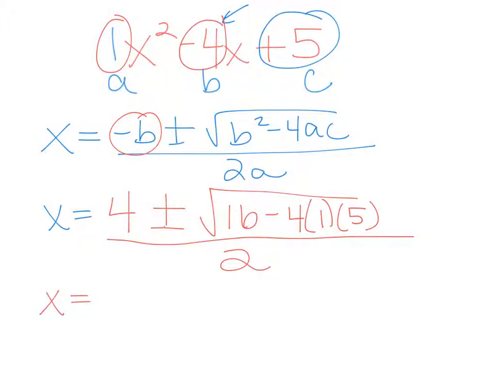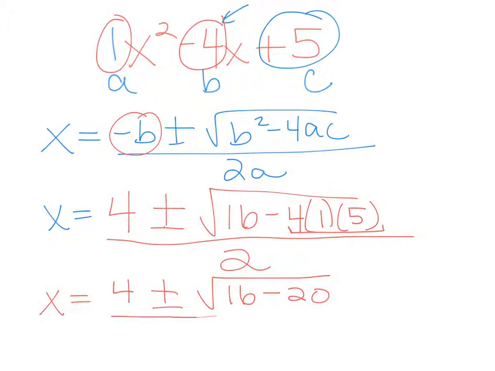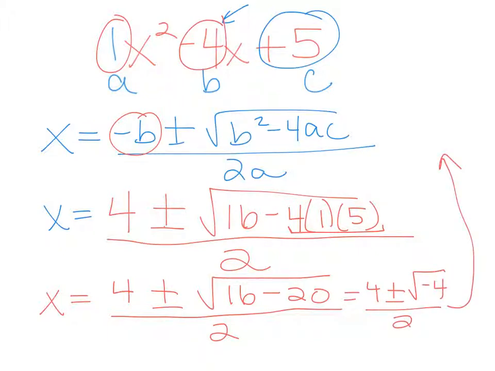So when I simplify here, I get 4 plus or minus the square root of 16 minus 20. If I multiply these three things together, 4 times 1 times 5 is 20. And I'm going to divide by 2. And I get 4 plus or minus the square root of negative 4, all over 2. Now the square root of negative 4, since the square root of 4 is 2, and this is negative underneath the square root, I will say my solution is 2i.